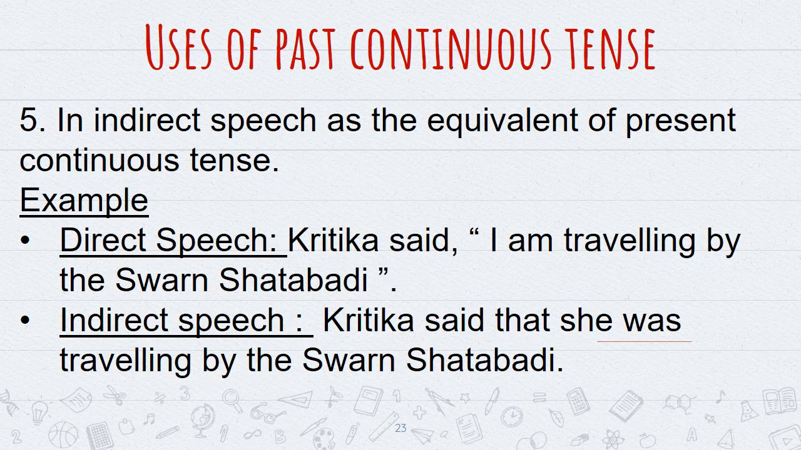Now, I am going to explain to you the fifth rule of past continuous tense. The fifth rule says, in indirect speech as the equivalent of present continuous tense. For example, if I talk about direct speech, Kritika said, I am traveling by the Swan Shatabdi. And its indirect speech will be Kritika said that she was traveling by the Swan Shatabdi.